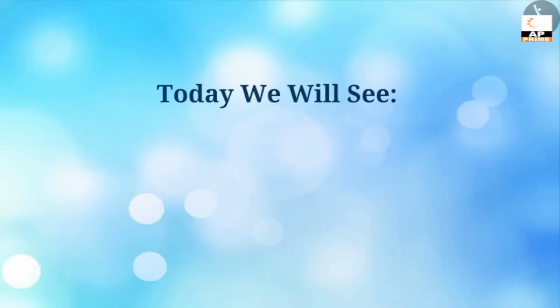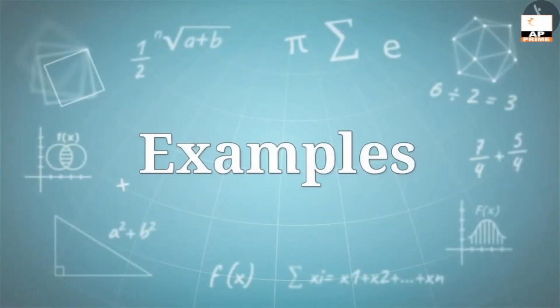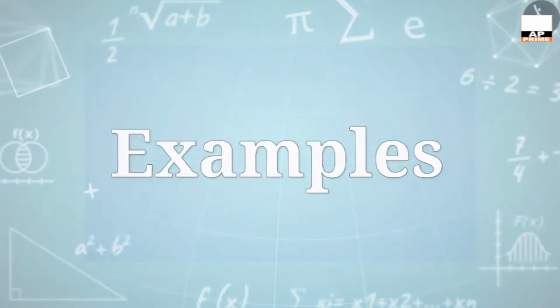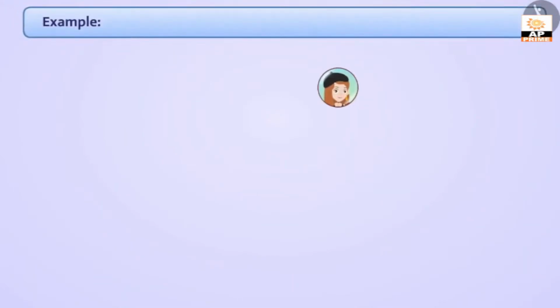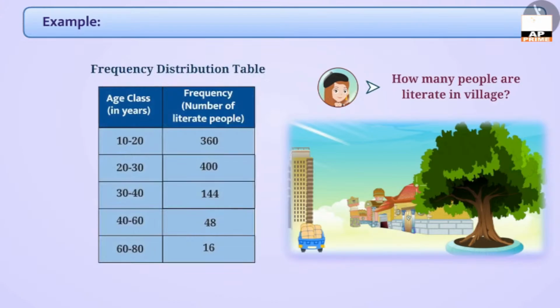Today we will see some interesting examples related to histogram. Vinita had to know how many people are literate in her village. To find out, Vinita conducted a survey in the village. The information obtained from the survey was presented by Vinita in the frequency distribution table shown below.